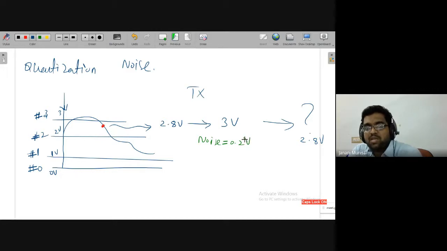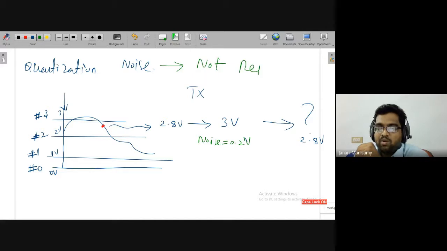This noise is not coming from anywhere else. We, the users, are introducing it. In the process of converting an analog signal into a digital signal, we have to use the quantization procedure. But once you use the quantization procedure, definitely some kind of noise will be introduced. That noise is called quantization noise. That is irrecoverable. You cannot recover it back. You cannot remove that noise. Quantization noise is not removable.